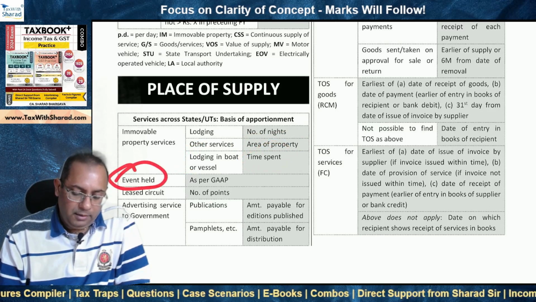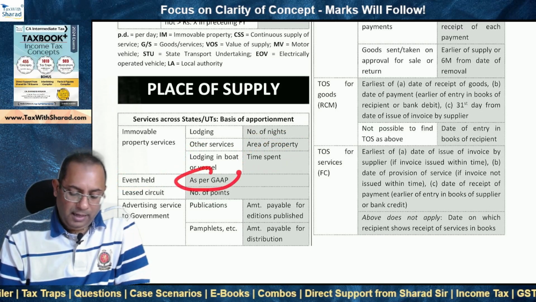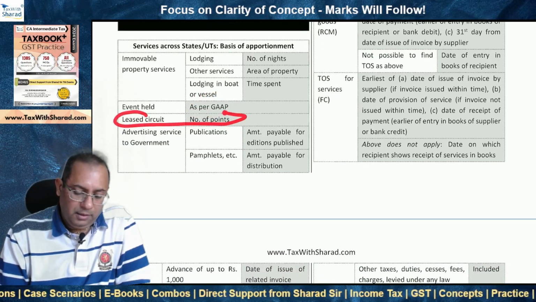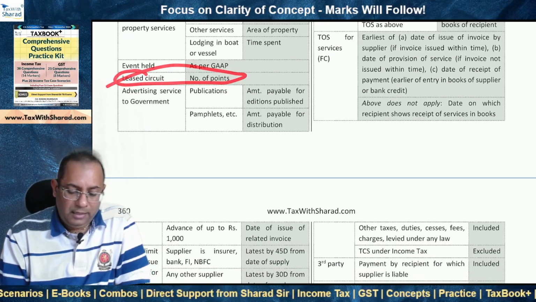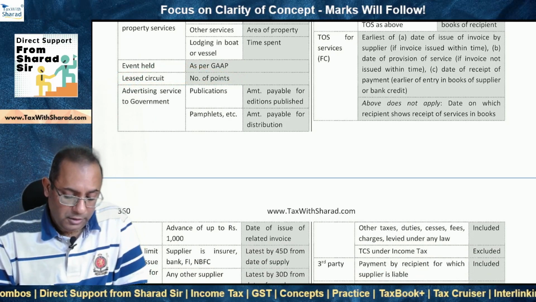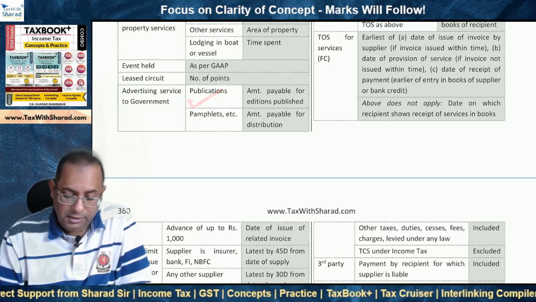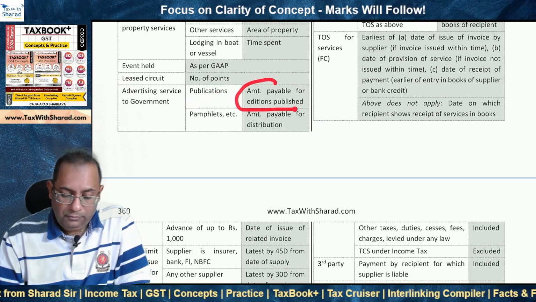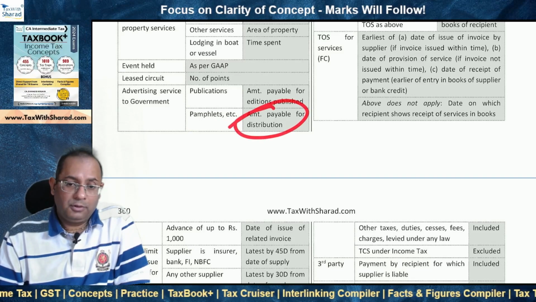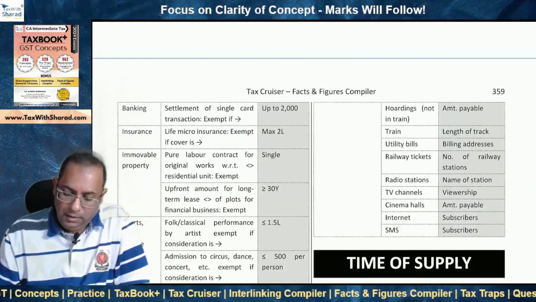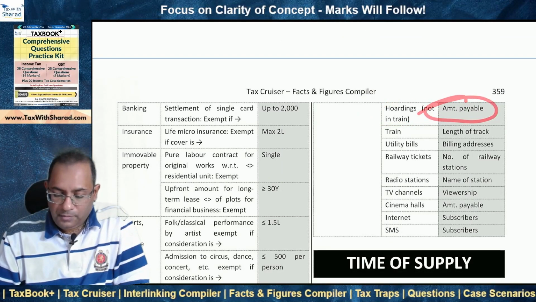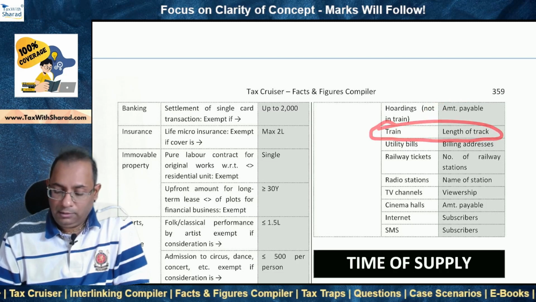In case of an event held, the apportionment is as per GAAP, generally accepted accounting principles. In case of lease circuit, it is based on number of points. In case of advertising service to the government, there are certain situations. In case of publications, the basis is amount payable for editions published. In case of pamphlets, etc., it is the amount payable for distribution. In case of hoardings, not in a train, the basis is amount payable. In case of train, the basis is length of track.